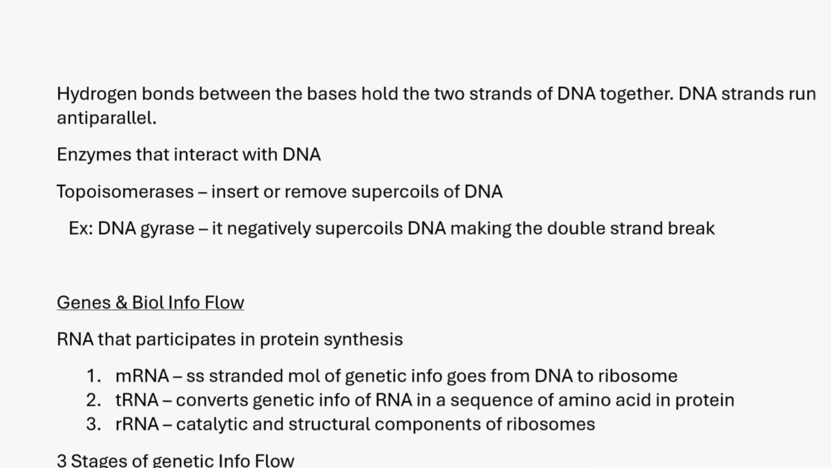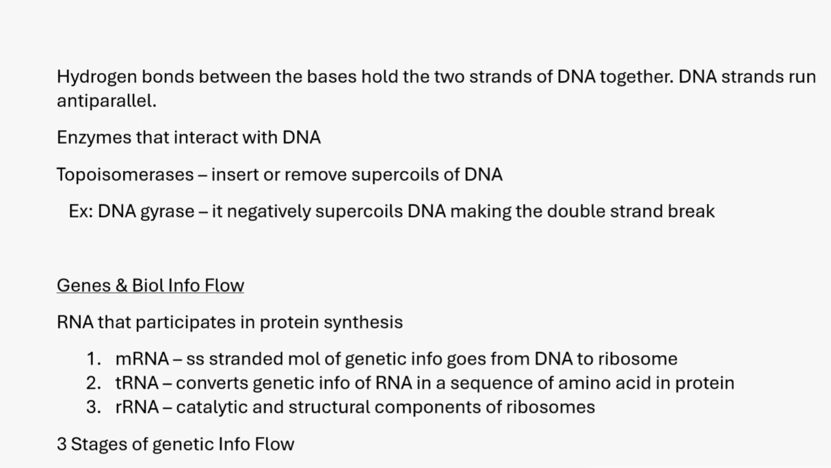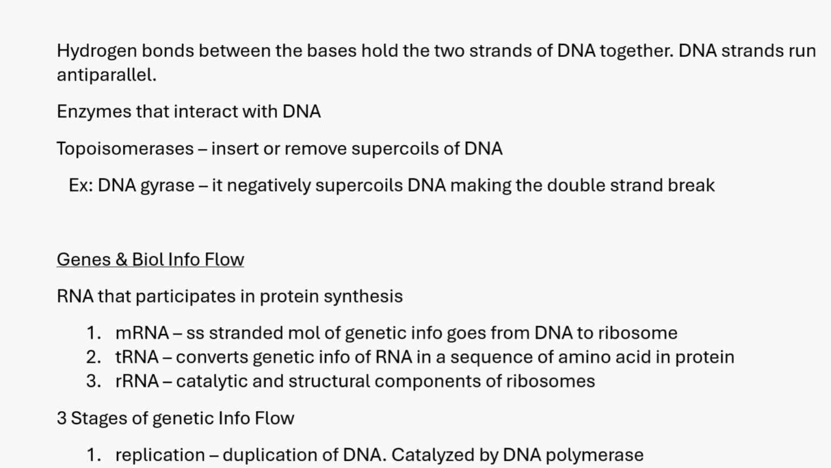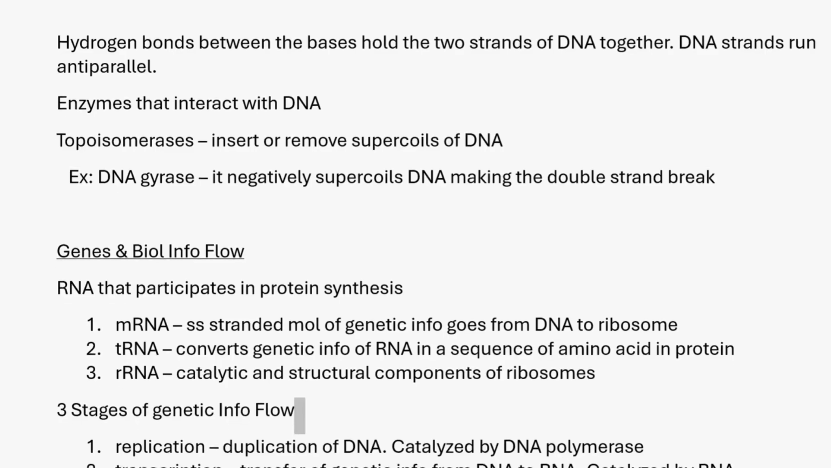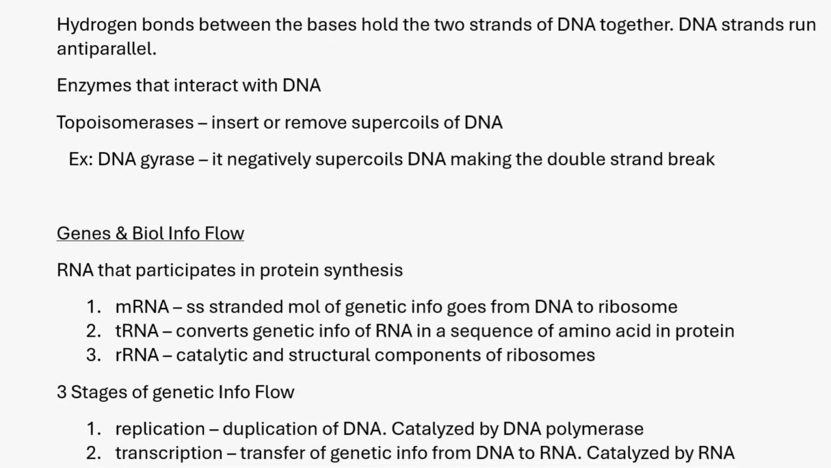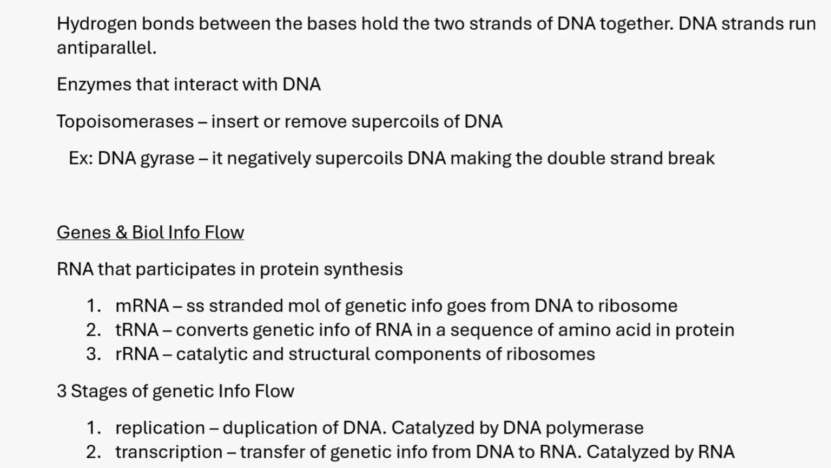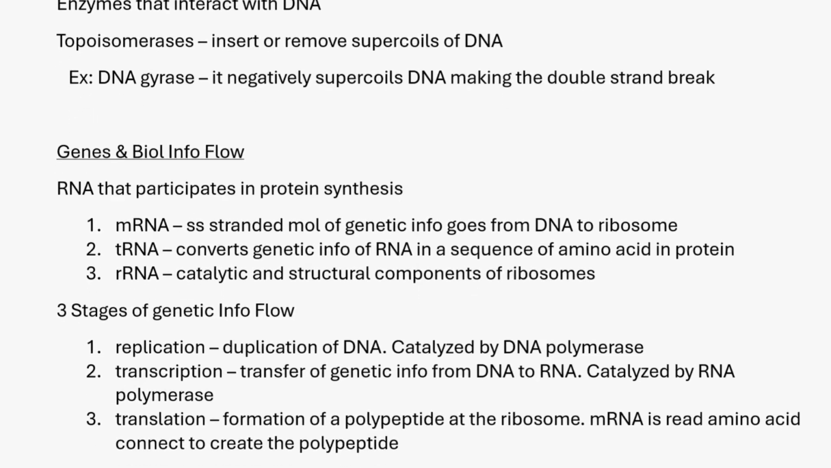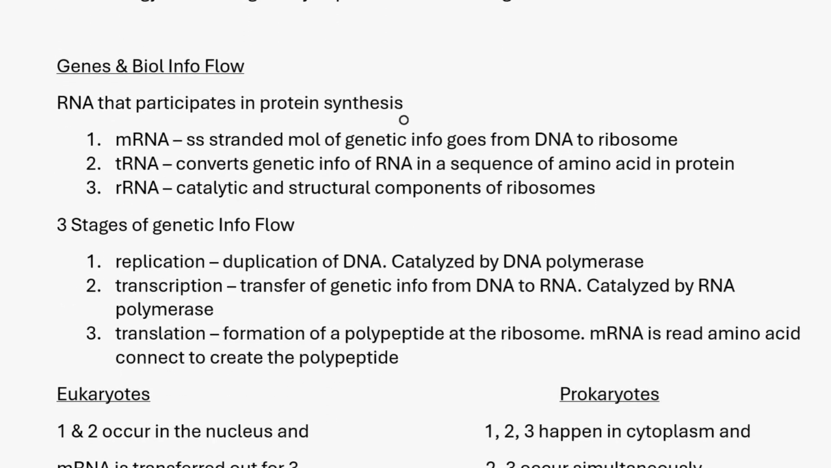During cellular processes, RNA acts as the intermediary between DNA and protein synthesis. Three primary types of RNA are involved: messenger RNA, which carries genetic information from DNA to ribosomes; transfer RNA, which decodes the messenger RNA sequence into amino acids; and ribosomal RNA, which forms the catalytic and structural components of ribosomes.